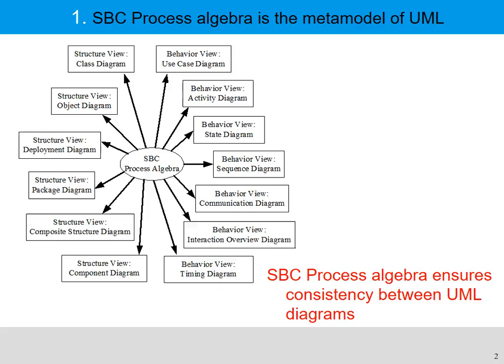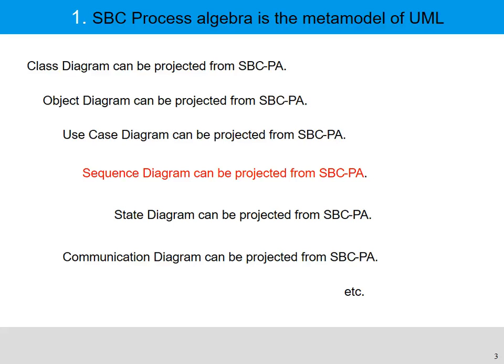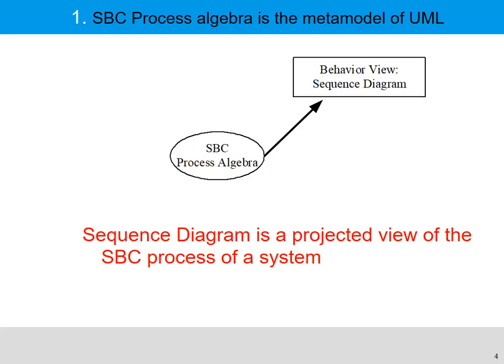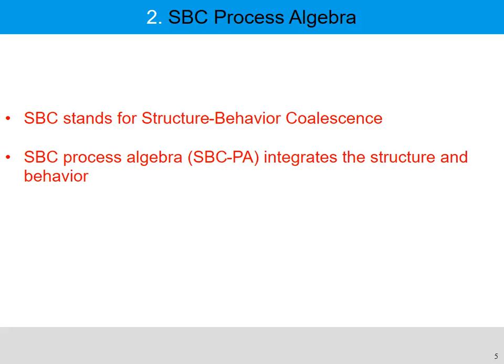We use SBC process algebra to ensure consistency between different UML diagrams. Because SBC process algebra is a meta model of UML, a sequence diagram can be projected from SBC process algebra. That is to say, a sequence diagram actually is a projected view of the SBC process algebra of a system.